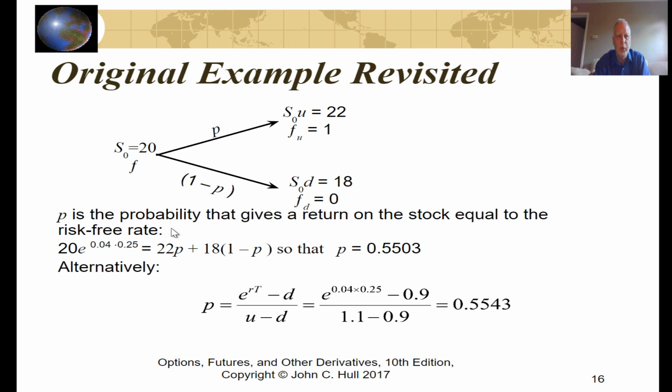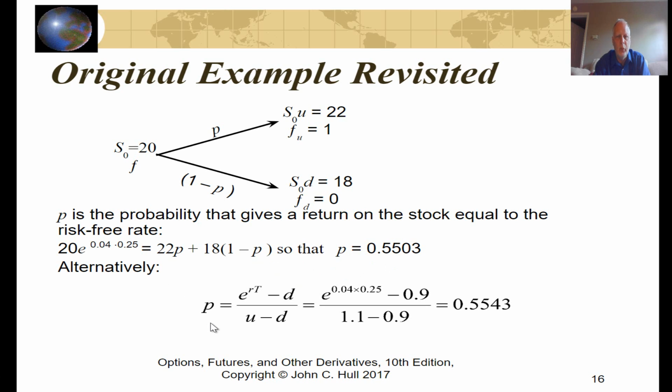What is this P? Well, P is the probability that given a return on the stock equal to the risk-free rate, i.e. this. So the future value of the stock, $20, would be e to the risk-free rate of 0.04 times 1/4 of a year. And one possible value would be 22. So if the stock goes up, we end up with 22 times P. Whereas if the stock goes down, we get 18 times 1 minus P. So here's the future value of our stock, and that has to equal 22P plus 18 times 1 minus P. We can rearrange this equation and solve for P, in which case we're going to get P as 0.5503.